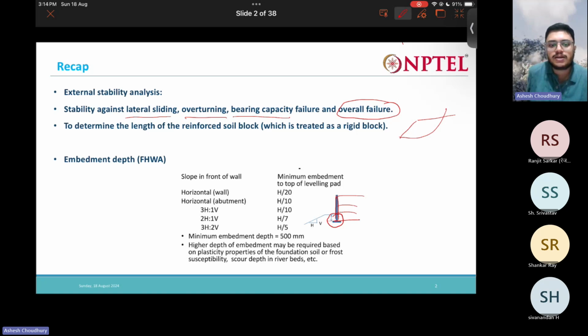Then we have an abutment, a horizontal abutment in front of the wall, then we have to use H by 10, and the slope of the abutment is taken. So for various slopes of abutment we need to use various embedment depths.